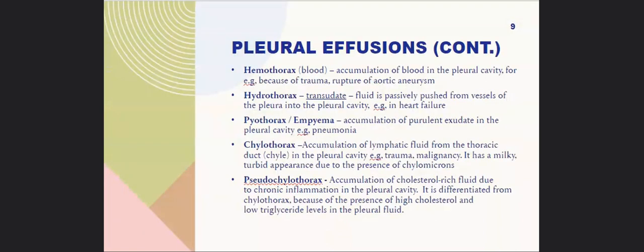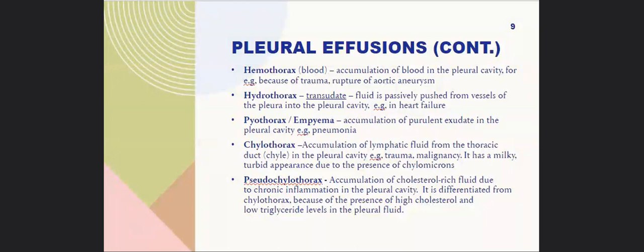So, classifying the type of fluid that you would find in the pleural effusion itself, if there's blood, it's known as hemothorax, and this could be because of some trauma or rupture of an aortic aneurysm. If there is transudative fluid, it's known as hydrothorax, and this fluid is basically passively pushed from the vessels of the pleura into the pleural cavity, for example, in heart failure. Pyothorax or empyema is the term given to the accumulation of pus within the pleural cavity, for example, in pneumonia.